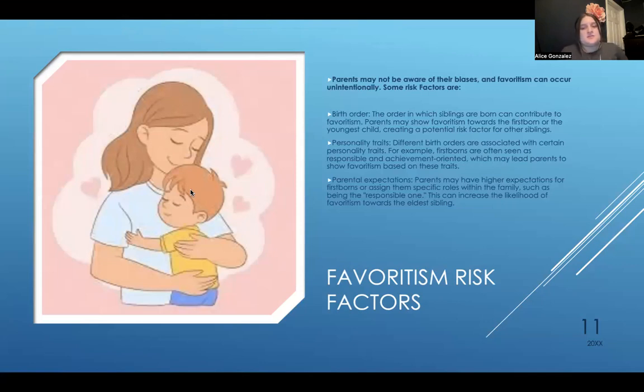And personality traits. Different birth orders are associated with certain personality traits. For example, firstborns are often seen as responsible and achievement oriented, which may lead parents to show favoritism based on these traits. Parental expectations. Parents may have higher expectations for firstborns or assign them specific roles within the family, such as being the responsible one. This can increase the likelihood of favoritism towards the eldest sibling.